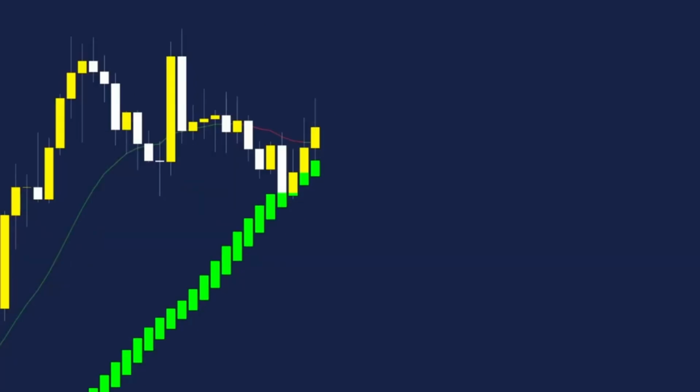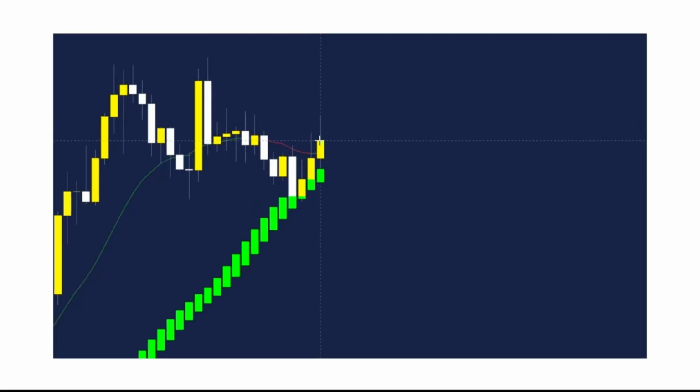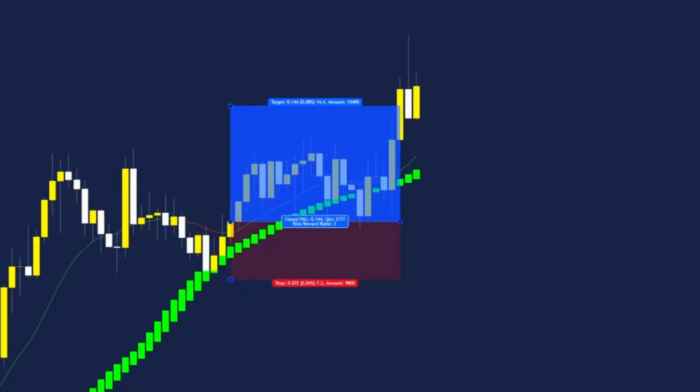And there we go, one candle later, the Nadaraya Watson indicator has turned green, so we can now enter our trade. And there we go, that trade has also hit, giving us a 4% on the account.